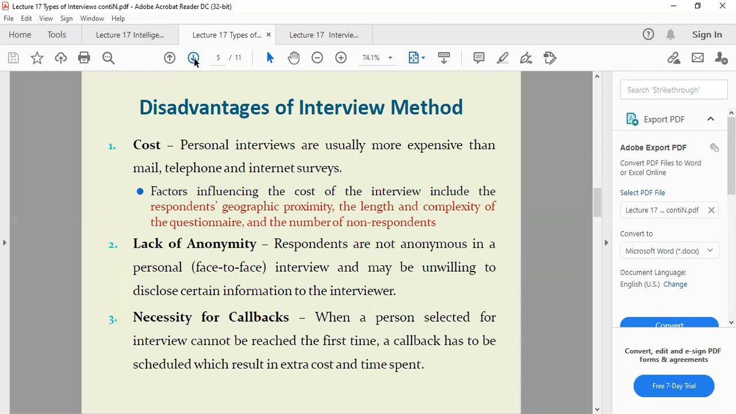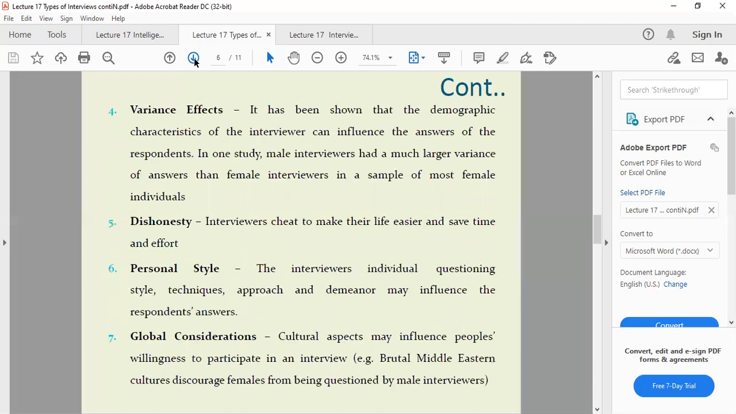And then necessity for callbacks: when a person selected for an interview cannot be reached the first time, a callback has to be scheduled, which results in extra cost and time spent. Variance effect: it has been shown that the demographic characteristics of the interviewer can influence the answers of the respondents. In one study, male interviewers had a much larger variance of answers than female interviewers in a sample of mostly female interviewers. Like most of the sample were female, but male respondents gave more answers which overrode female interviewers.